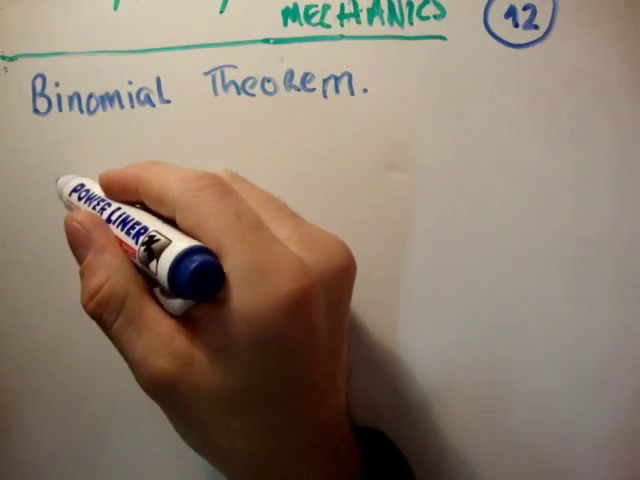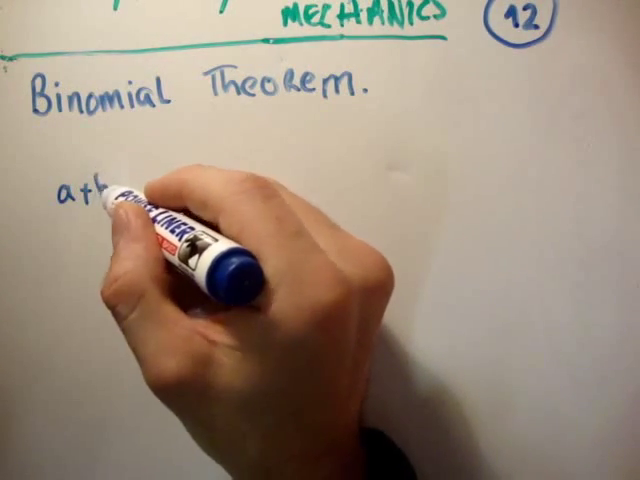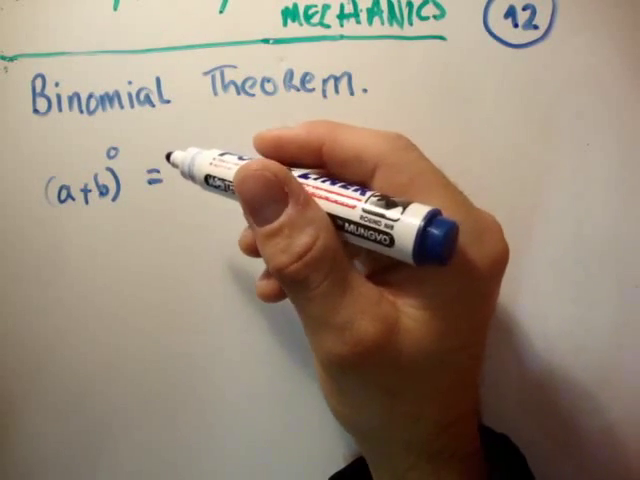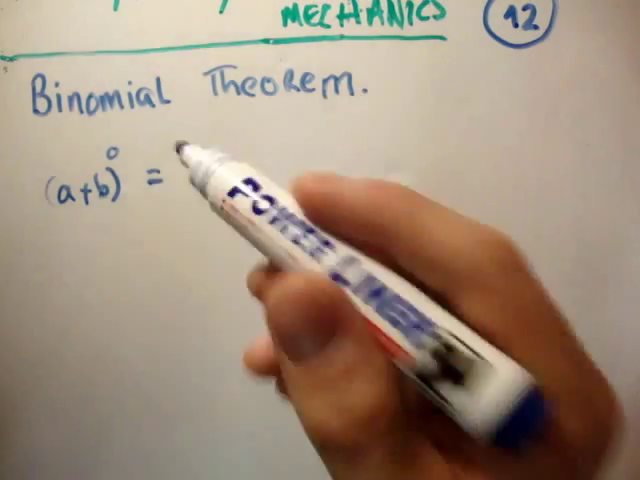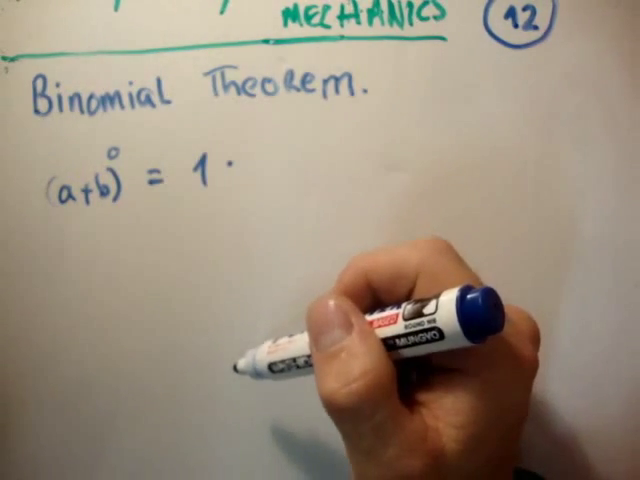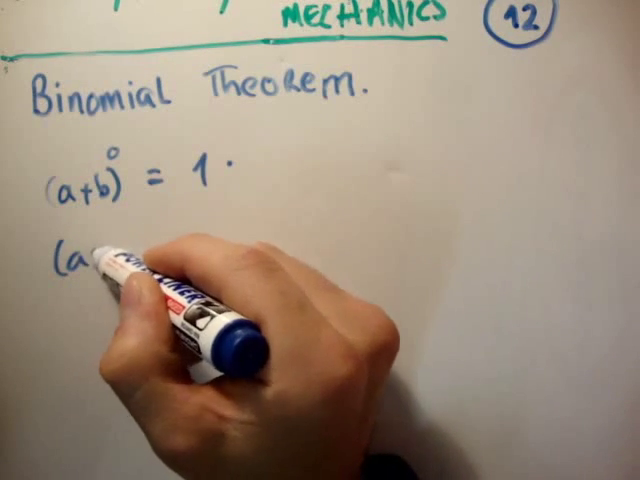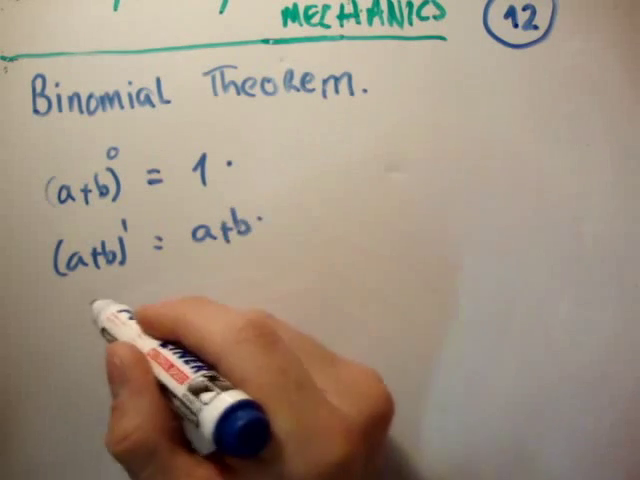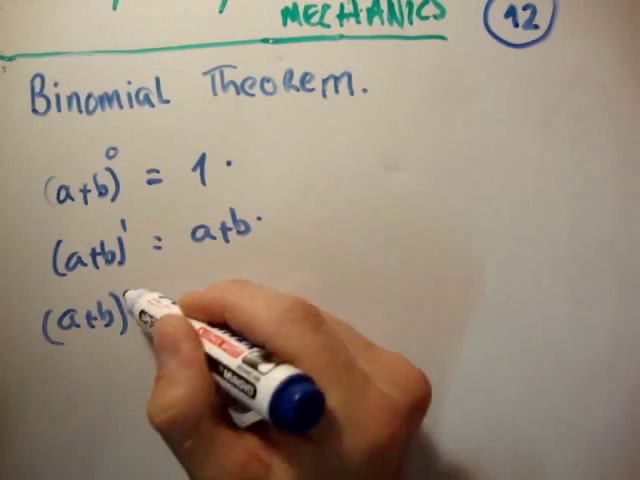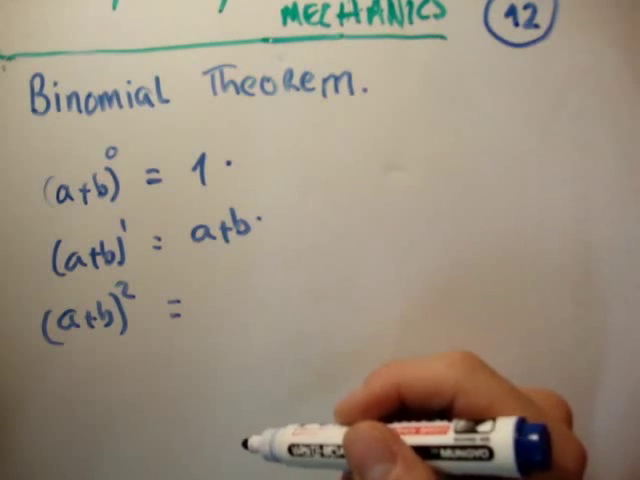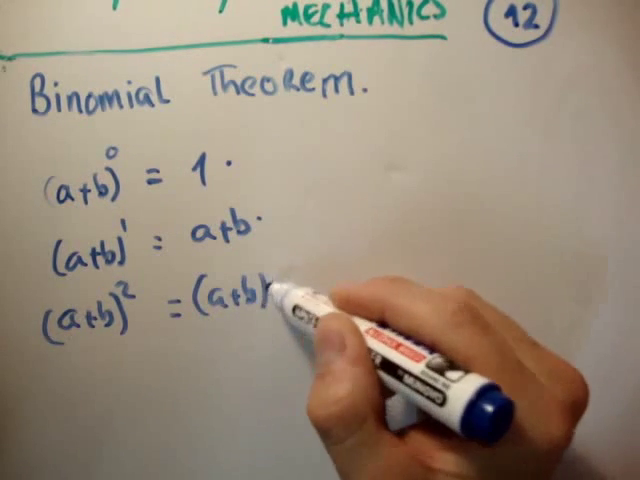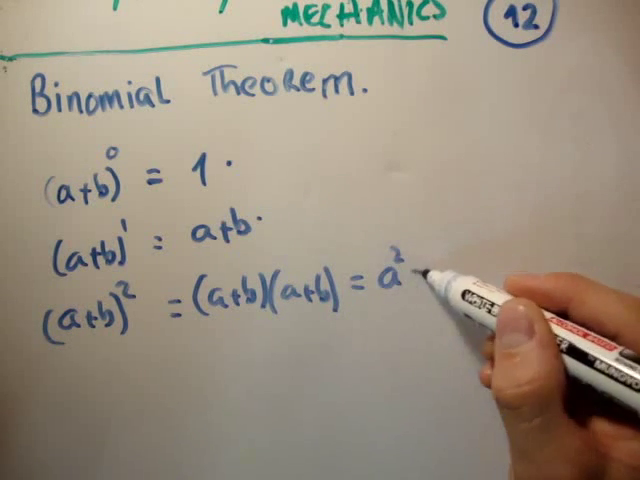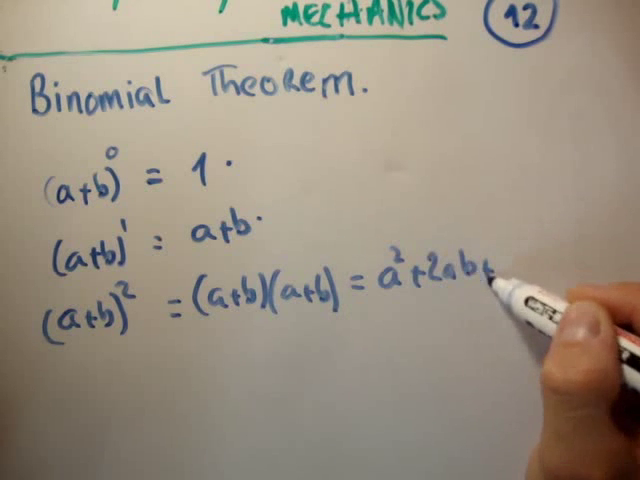So let's look at A plus B to the zeroth power, or multiplying it by 1, let's say. Well, the answer is 1. Now let's take A plus B to the power of 1. Well, then we get A plus B. Then we take A plus B to the second power. So that's A plus B squared, like that. And we know the answer is A squared plus 2AB plus B squared.